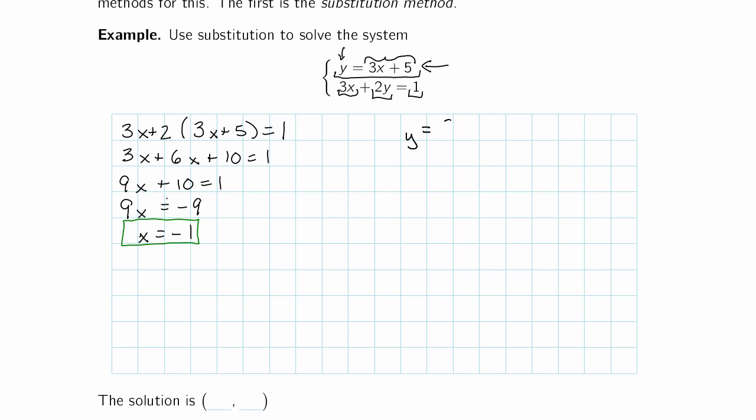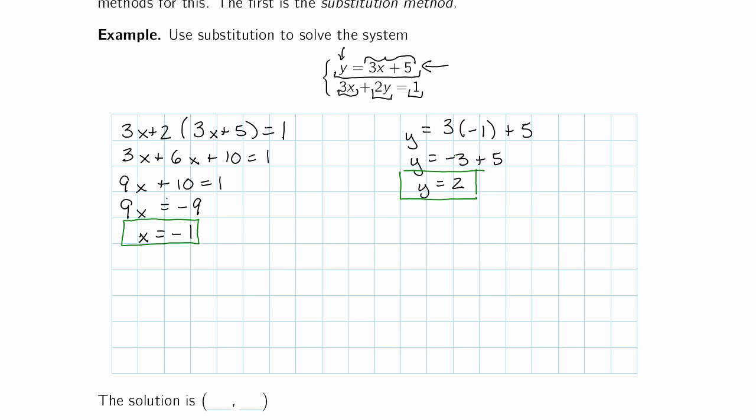We'll have y equals 3 times -1 plus 5. So y equals -3 plus 5. y equals 2. That's the other part of our solution. Our solution is x equals -1, y equals 2.